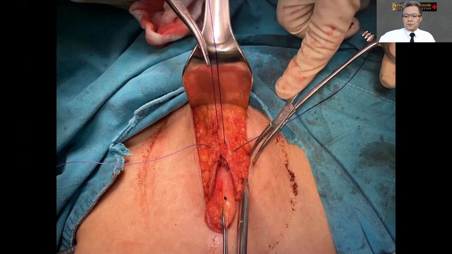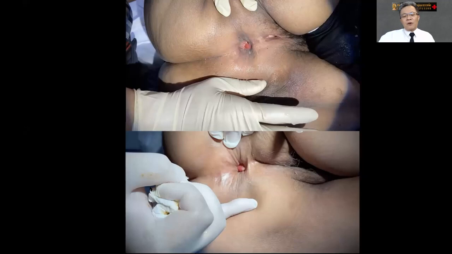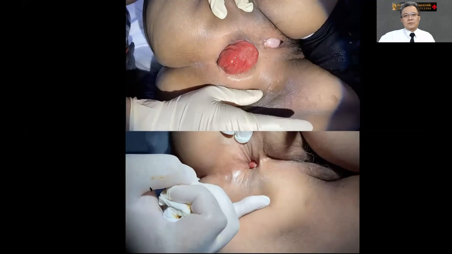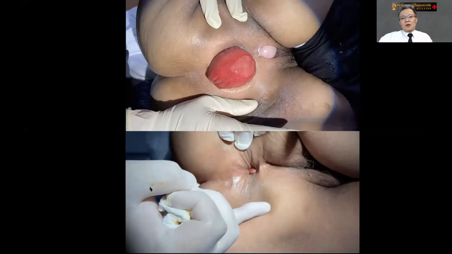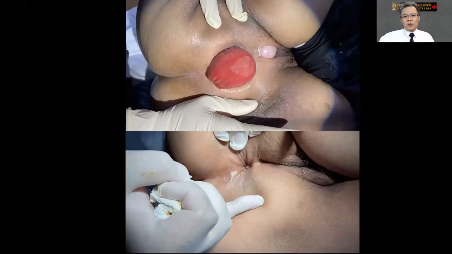This video compares before and after the operation. So we got an excellent result, both functional and anatomical.